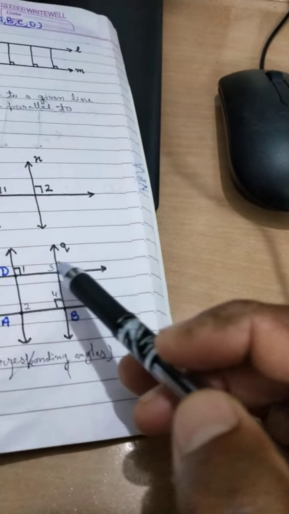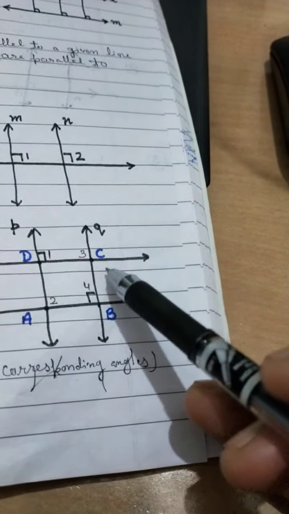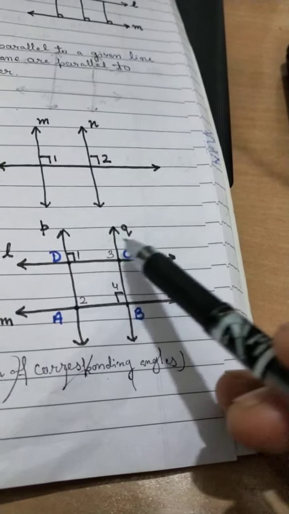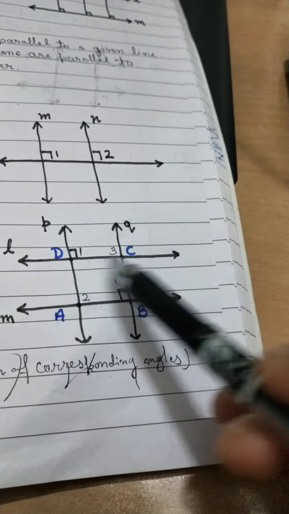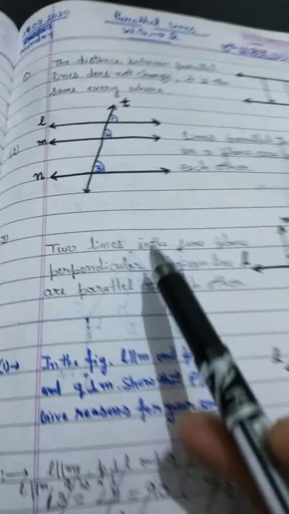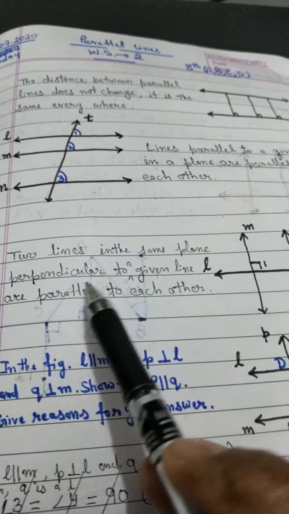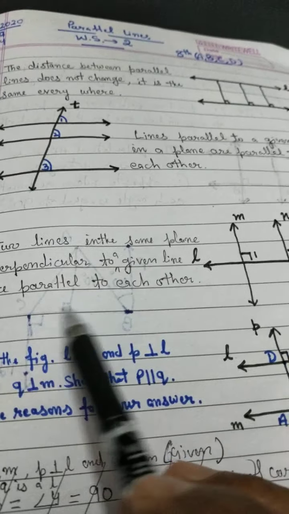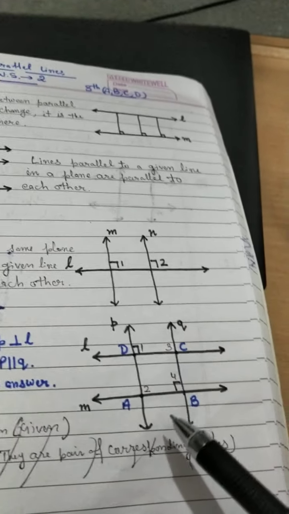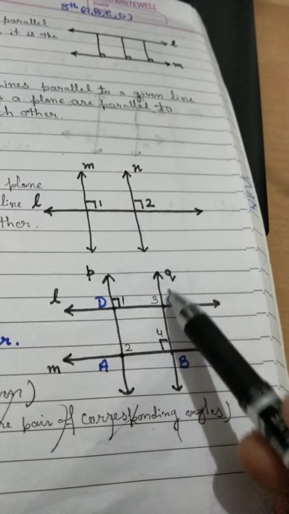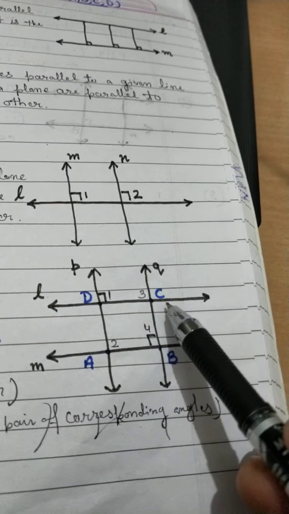It is given that P is perpendicular to L, and Q is also perpendicular to L. Then two lines in a plane which are perpendicular to the same line are parallel to each other. Now you can use this property: two lines in the same plane perpendicular to a given line are parallel to each other. So that is why we have to find that Q is also perpendicular to L.